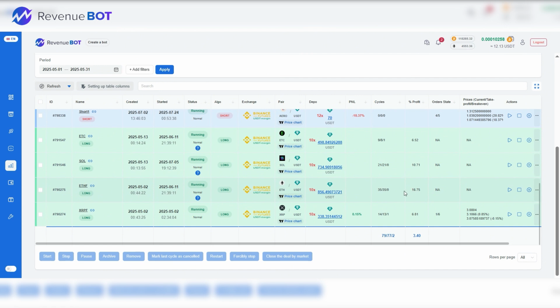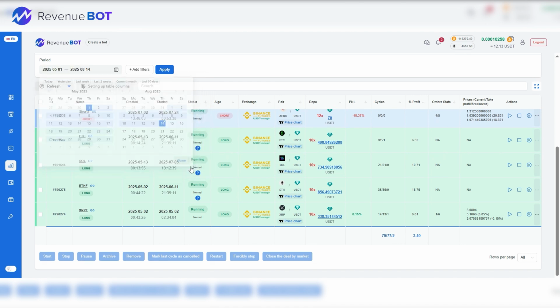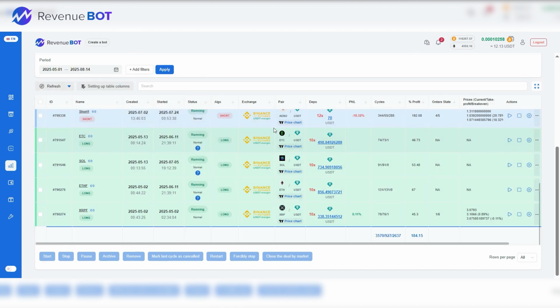I want to note that these are real results, not simulations, not backtesting. The bots work with real money on the exchange. The total profit, for example, from May to today, let's select May 1 to August 14th, amounted to 45% profit for the bots in XRP and ETC. Sol gave 53% profit, and the bot in ETH gave 67% profit.